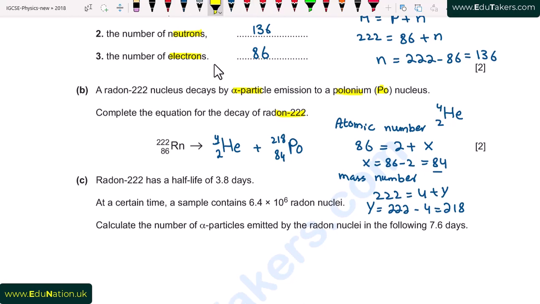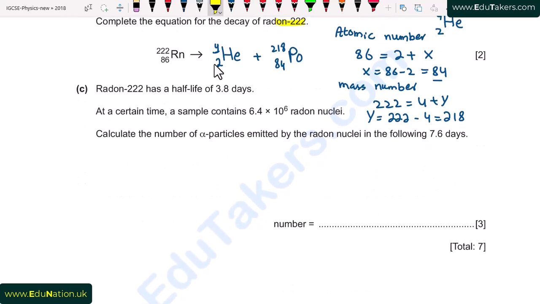Part C, radon-222 has a half-life of 3.8 days. At a certain time, a sample contains 6.4 times 10 to the power 6 radon nuclei. Calculate the number of alpha particles emitted by the radon nuclei in the following 7.6 days. So first of all, half-life is given, which is 3.8 days. Secondly, we have to find out the number of alpha particles after 7.6 days.